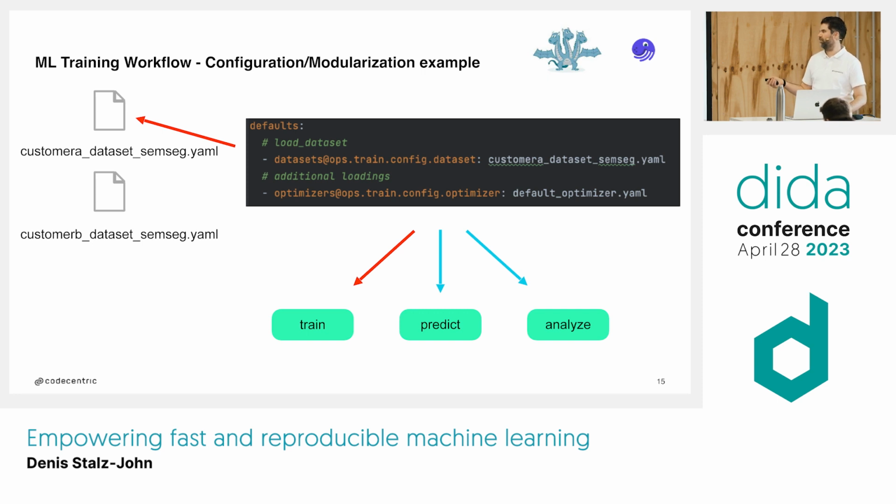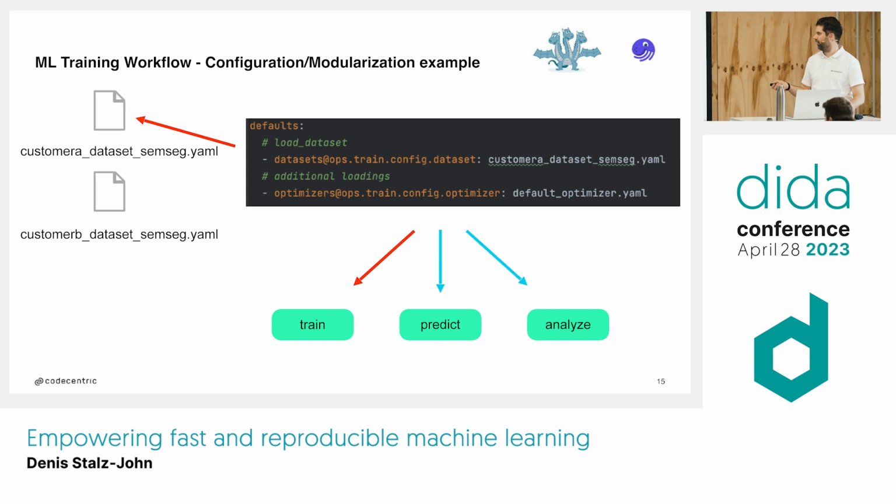This name is not chosen by me, but it is the Dagster default pattern. So in Dagster, each step is called an op. We have the train op, so to speak, and we want to configure the train op, and the data set, that is how we named it, should be loaded from here.